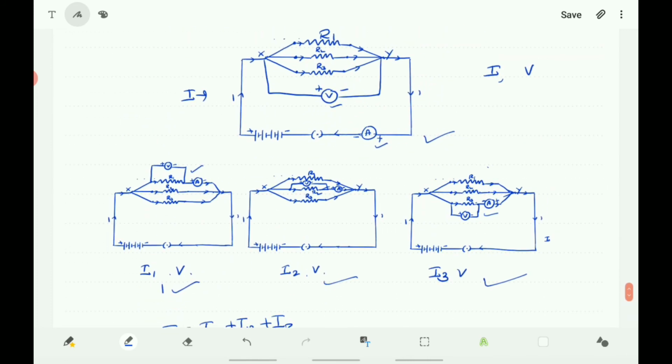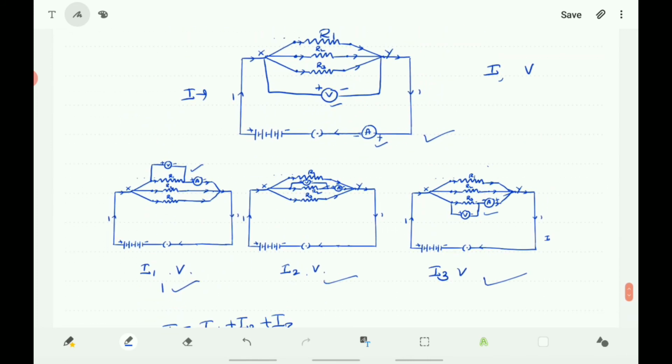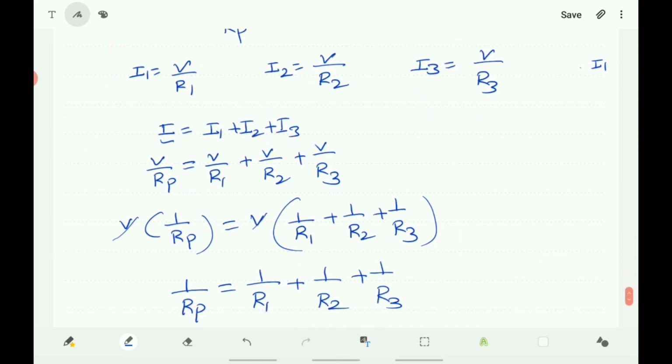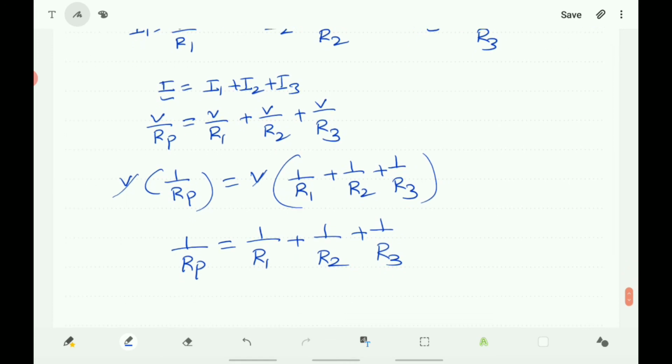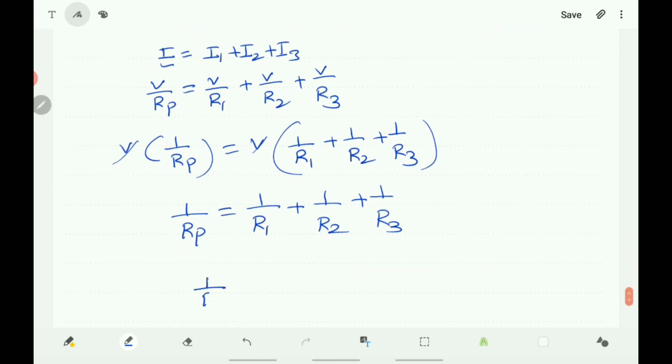In the case of parallel combination, 1 by Rp equals 1 by R1 plus 1 by R2 plus 1 by R3. You got the result here. You can write P in short this way: 1 by Rp equals 1 by R1 plus 1 by R2 plus 1 by R3.